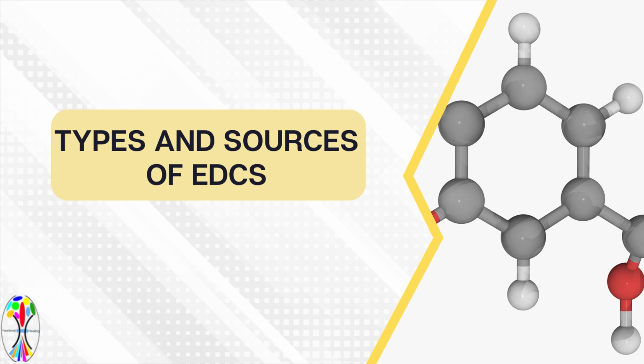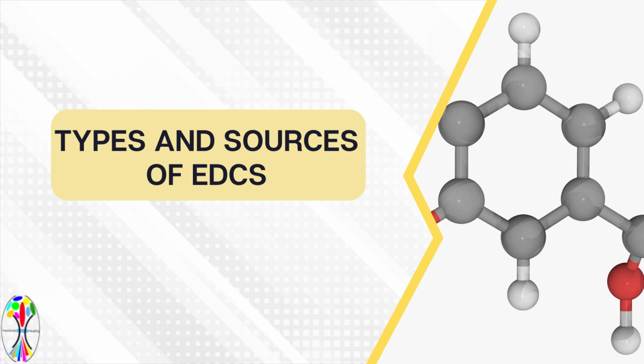The second category is agricultural endocrine disruptors. These chemicals are commonly used in farming and include pesticides, herbicides, and fungicides. The third category of endocrine disruptors is residential. They're present in many different household products, such as cleaning supplies, personal care products, such as cosmetics, toys, and even furniture.